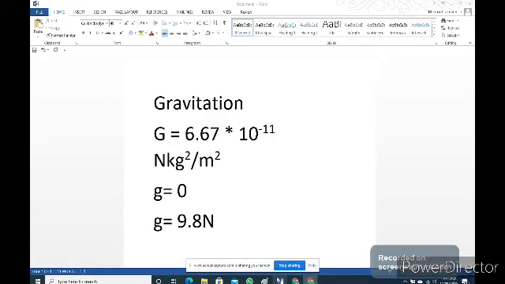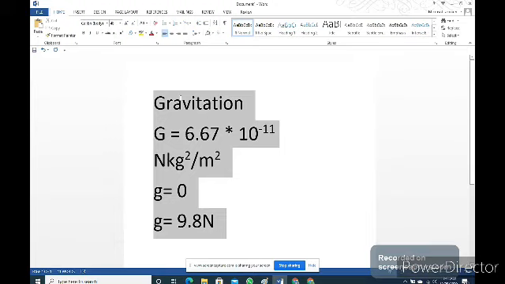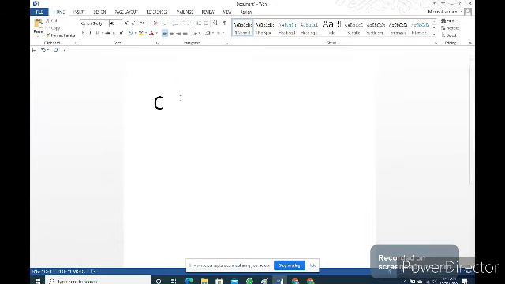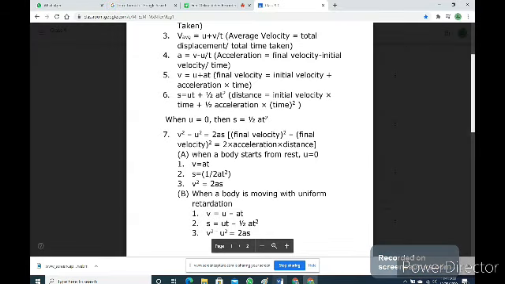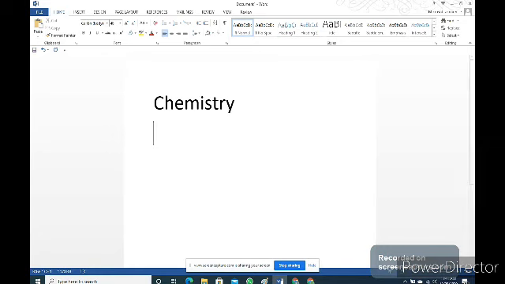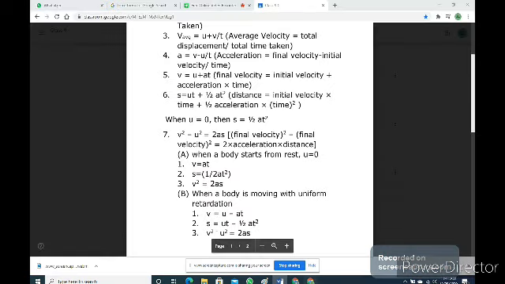And then let's start with chemistry. So now with chemistry, I think this is going to be a best chapter, a better and an easy chapter also. Okay, so let's start with chemistry.